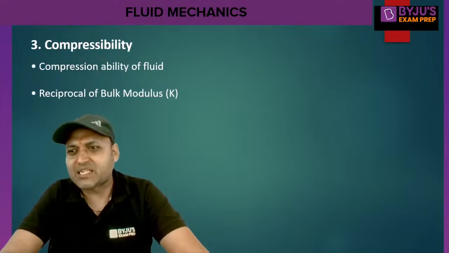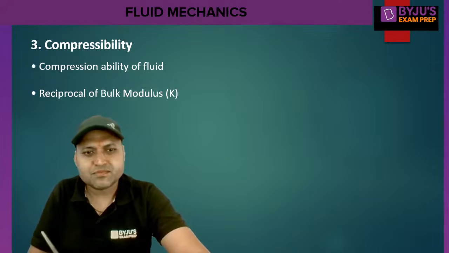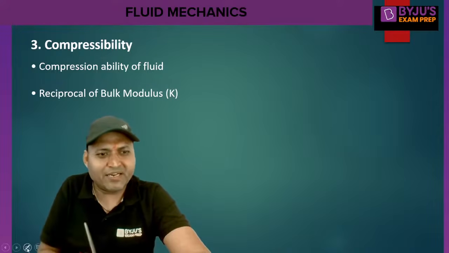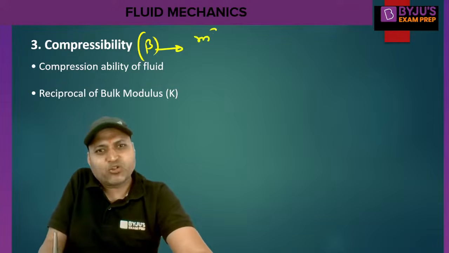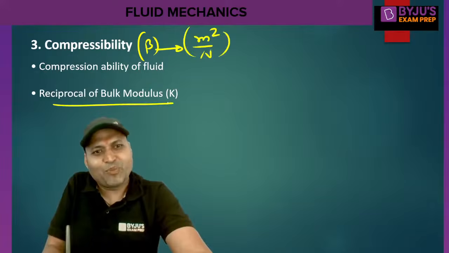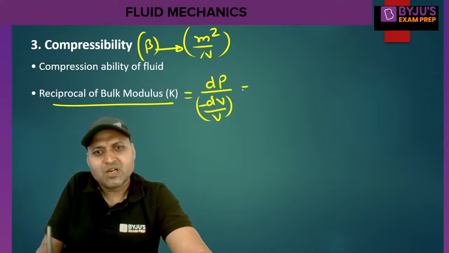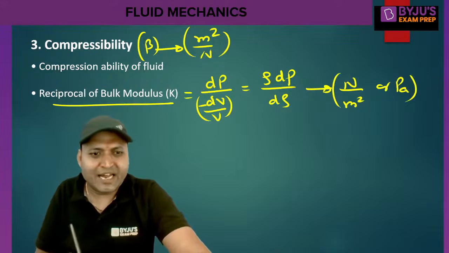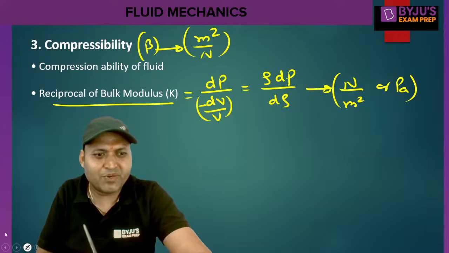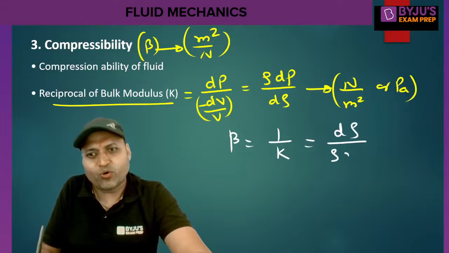The next property is compressibility. What is compressibility? Denoted by beta, compressibility is the compression ability of the fluid. What is the unit? Meter square per Newton. It is the reciprocal of bulk modulus K. K is given by change in pressure per unit change in volume per unit volume, or we can write it as rho into dP by d rho. The unit is Newton per meter square or Pascal. That is bulk modulus. The reciprocal of bulk modulus is compressibility, so beta is equal to 1 by K, that is d rho upon rho dP.